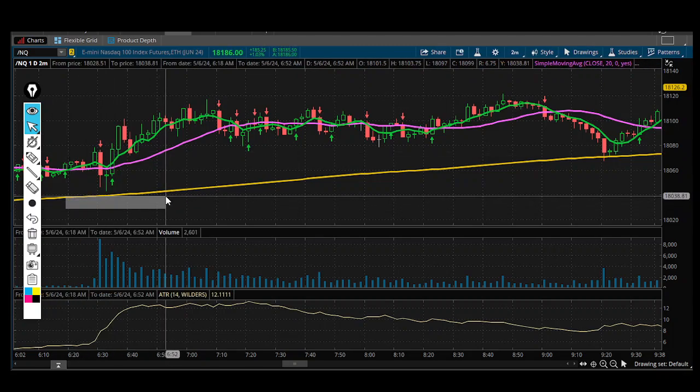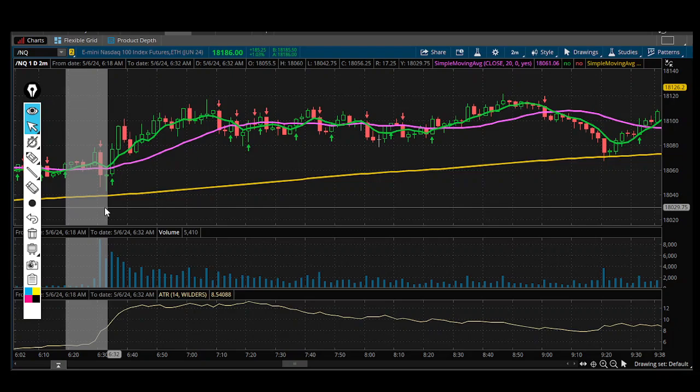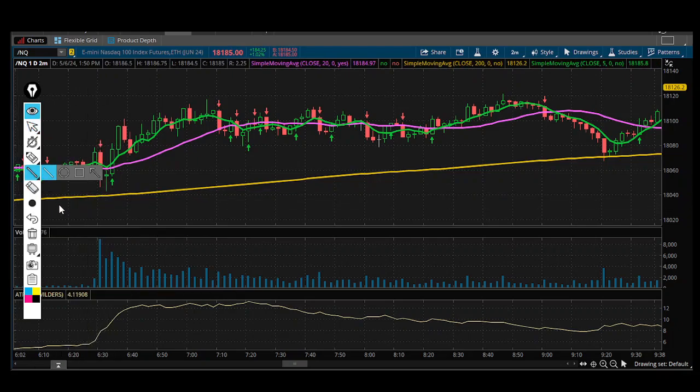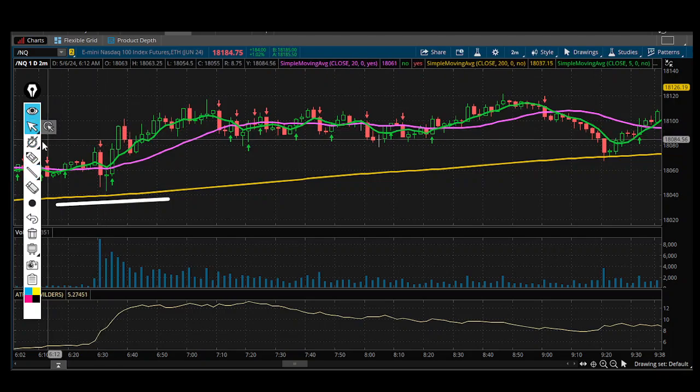Now we've got a rising, flat 200, so we want to stay a little bit long, long-sided bias. And what we're going to do here is once we confirm the high of that reason why candle, we're going to jump in that trade and treat it as a scalp. We're going to get in, we're going to get green, and we're going to get out.